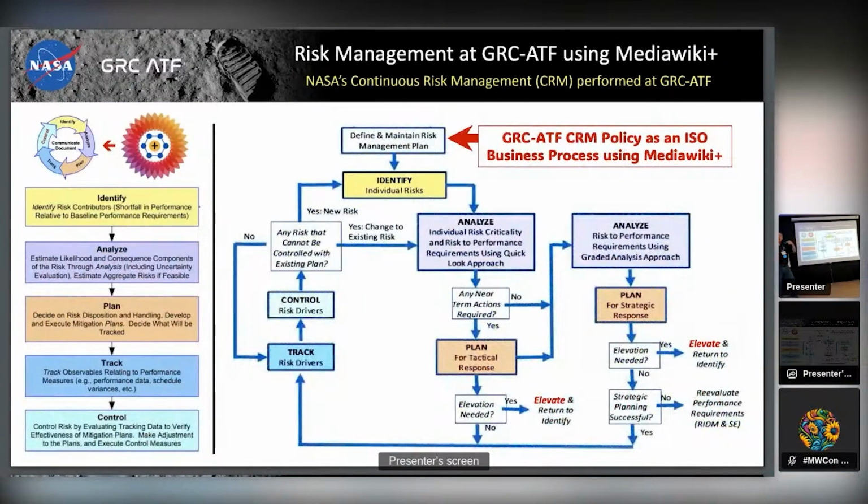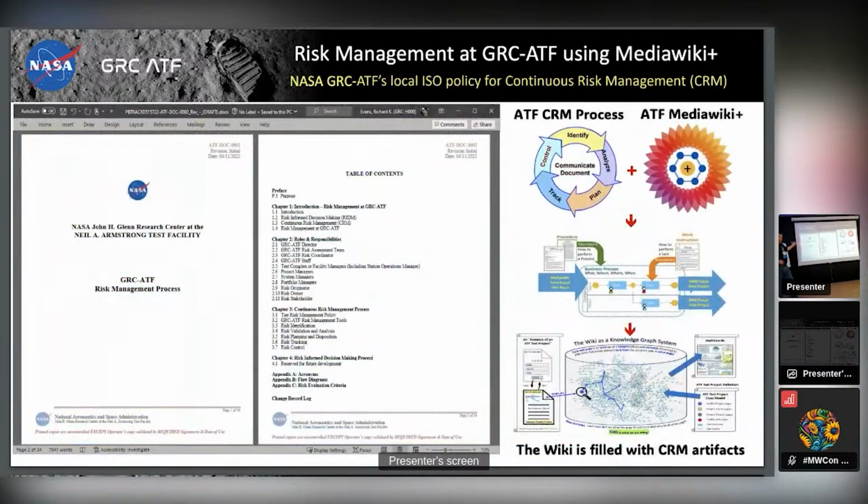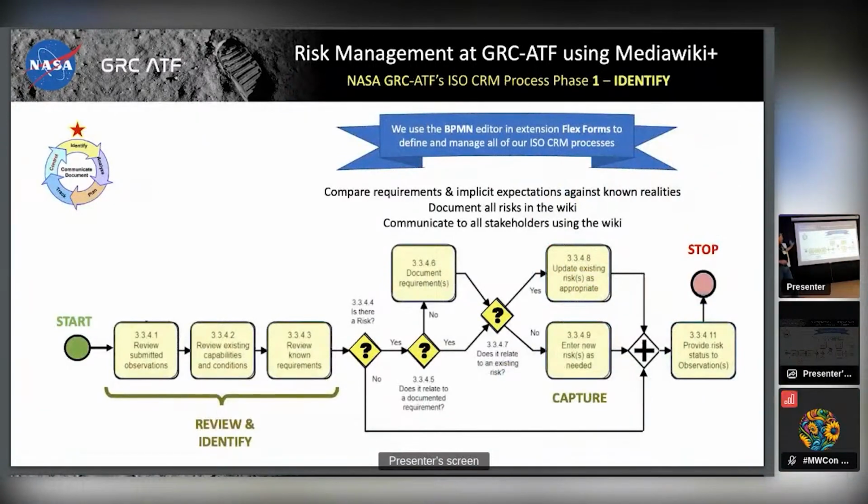So we come back to this. And I've just given you the whole ISO electronic form-driven electronic workflow database system. We've gone through the ontology example. So we're back here to our continuous risk management policy or process. And so we've developed an in-house policy and procedure for doing this. We take the agency's CRM process, combine it with MediaWiki Plus, implement our ISO electronic workflows, and all of our data is contained in the MediaWiki database.